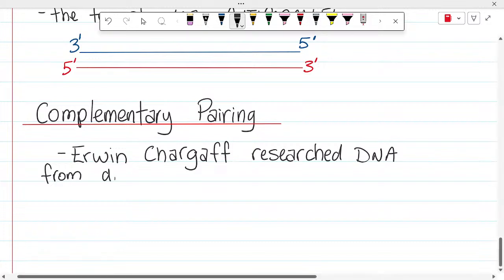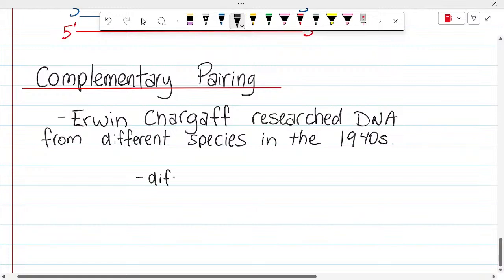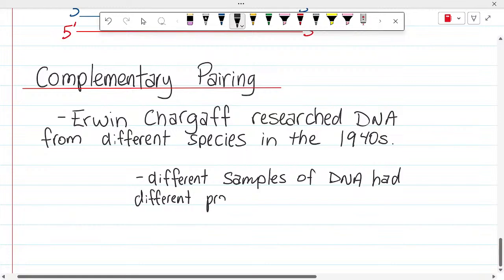But he researched DNA from different species in the 40s, the 1940s. He was doing that while World War II was ending? I mean, yes, I guess. It's like he was fighting. And what he found was that different samples of DNA had different proportions of A, G, C, and T, which makes sense, right? But this is actually before we knew the structure of DNA, but we knew what it was made of. We knew that it had different proportions of A, G, C, and T. The proportions of sugar and phosphate were always the same, right?